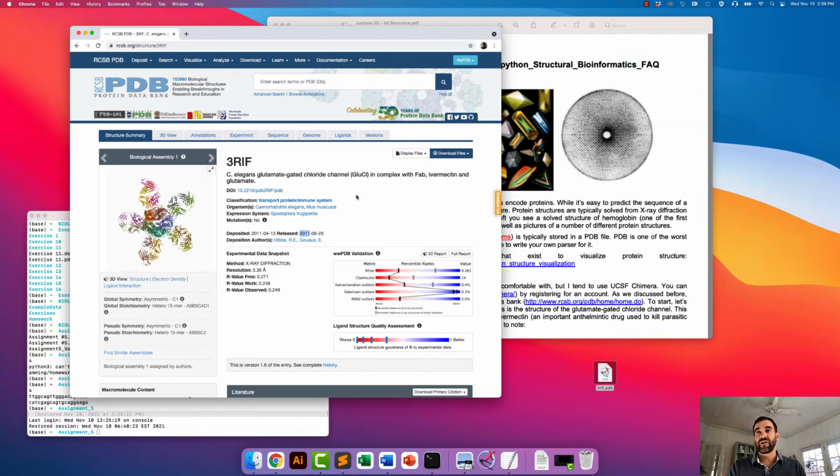Ivermectin, of course, is now very popular as a potential COVID treatment. There are no real studies, I would say, that show that it actually improves COVID-19, but it is a very popular drug that people take these days. So you've probably heard of ivermectin in the news because of that.